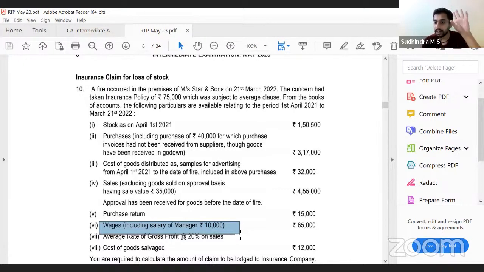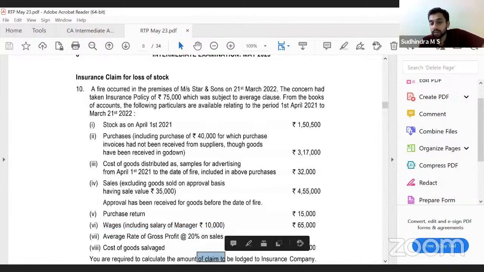This is a single column memorandum trading account. Everyone understood? Yes, sir. So from that closing stock, reduce 12,000 and you get the loss amount. From that, we need to check whether average clause is applicable or not, and accordingly calculate the claim amount. Clear? Everyone understood? This was the question that was asked in RTP.